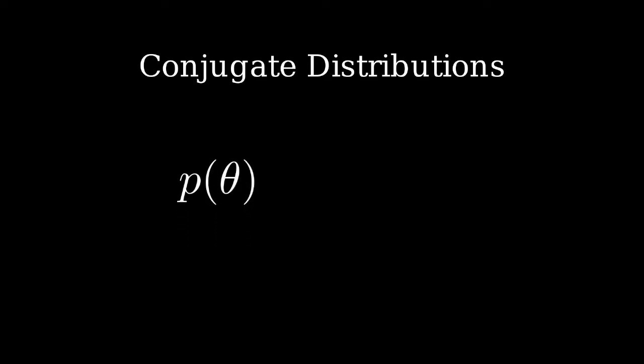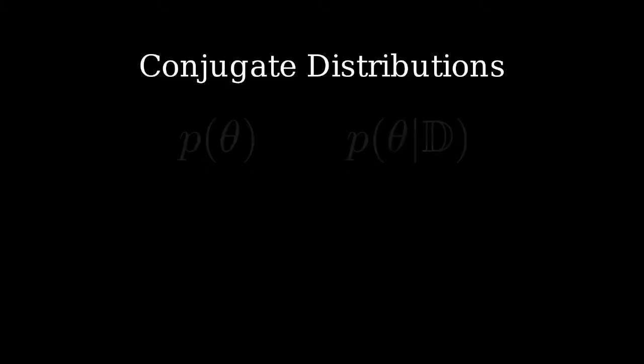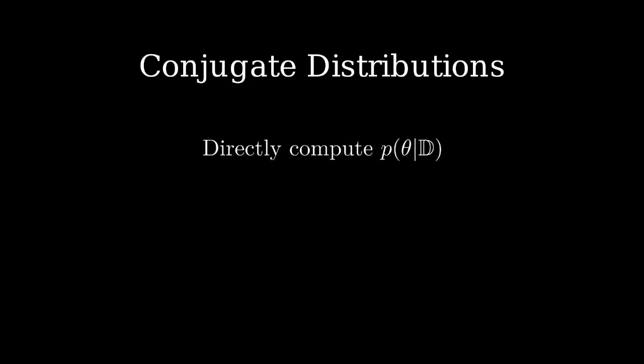If the prior p of theta and posterior p of theta given the data are in the same family of distributions, they are called conjugate distributions. As mentioned, this gives us an easy way to directly compute the posterior.